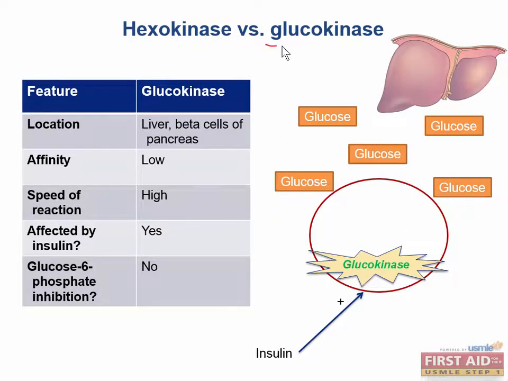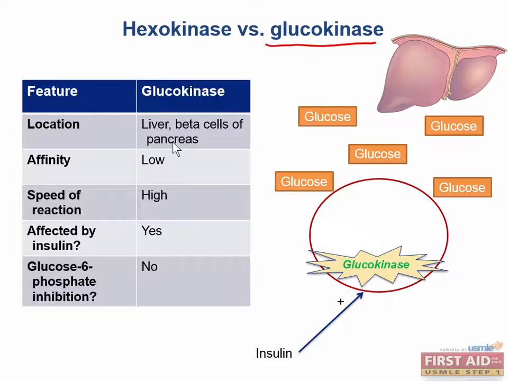And now we can jump to our second enzyme, the glucokinase. High glucose loads, like after a meal, is where our enzyme glucokinase comes into play. Where is glucokinase found in the body? Well, glucokinase is only found in the liver and beta cells of the pancreas. Thinking back to our last slide, I said that hexokinase was found everywhere except for these two spots. So glucokinase is going to be found here.